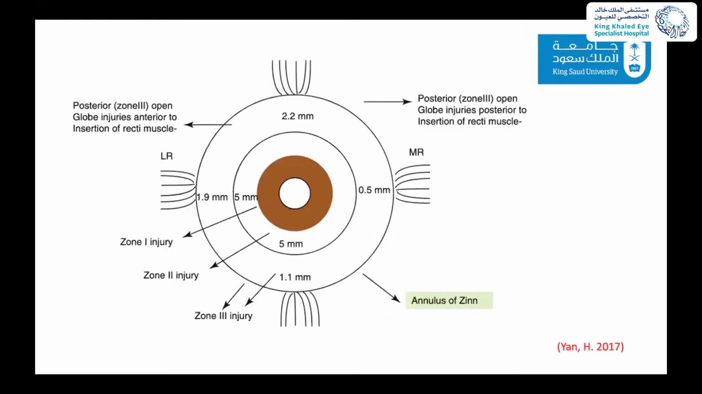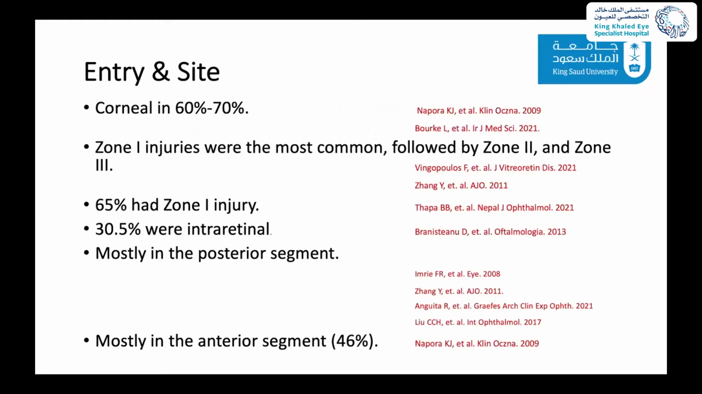Just to remind you, these are the zones of injury. Zone 1 is localized to the cornea up to the limbus. Then zone 2 extends to 5 millimeters behind the limbus, and zone 3 is posterior to that. It has been found that the entry was usually in zone 1 across all studies, followed by zone 2, then zone 3.